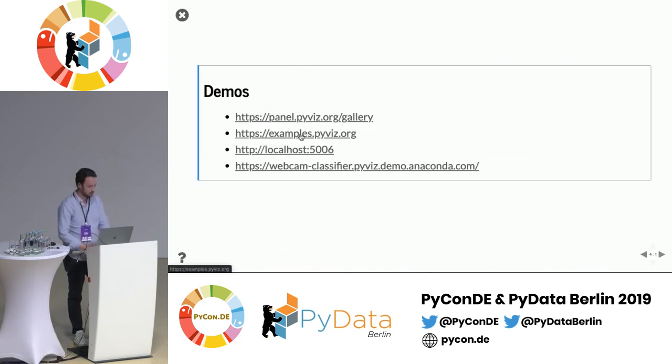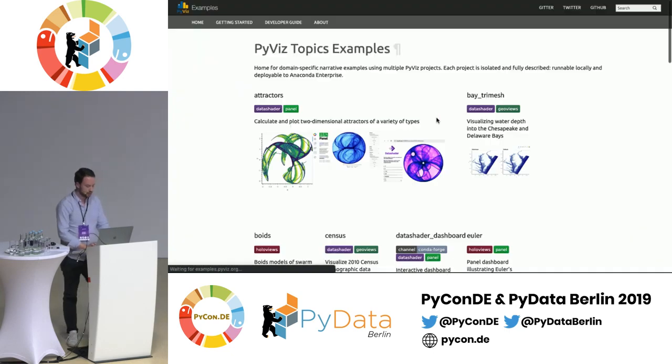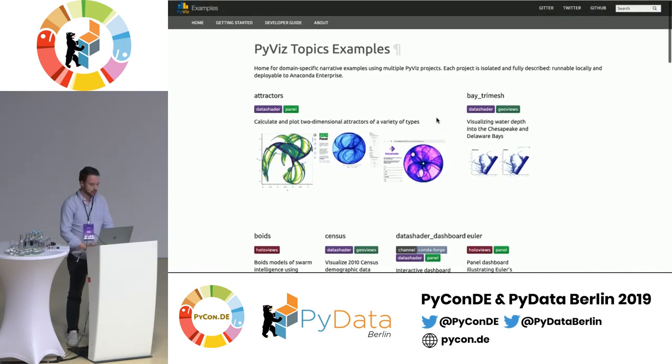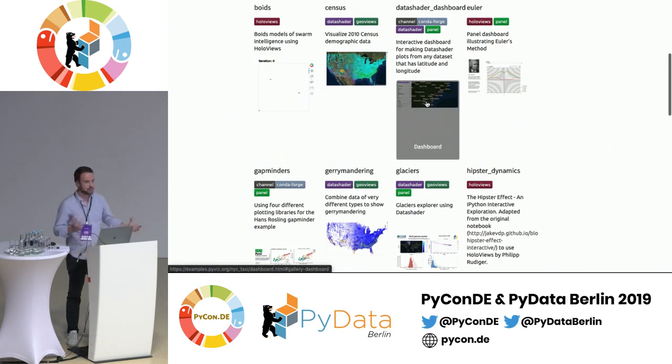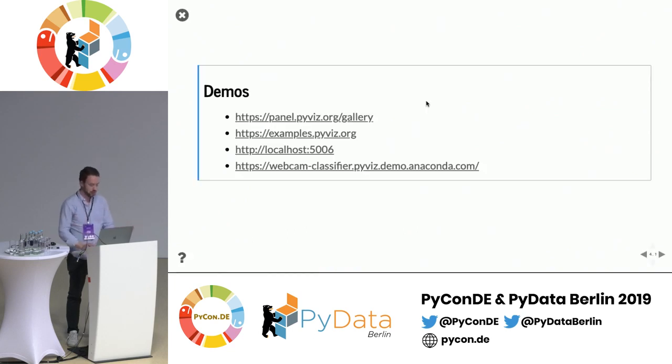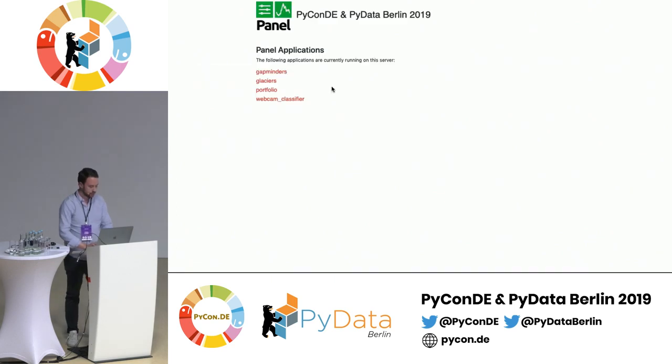Okay. Then we have a website of various examples on examples.pybiz.org. These are more involved examples that take some subject matter and go through them. And then I'm briefly going to take you through some examples. So this is a Panel app. We're running on Bokeh server, where I have a few demos lined up.